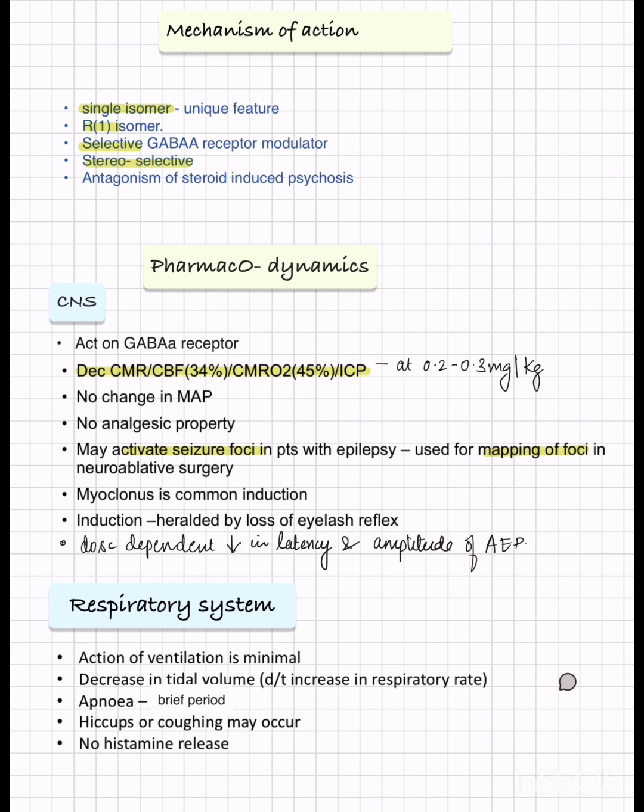Coming to induction, induction is heralded by loss of eyelash reflex. Can you tell me what propofol induction was heralded by? Yes, it was heralded by loss of verbal response.